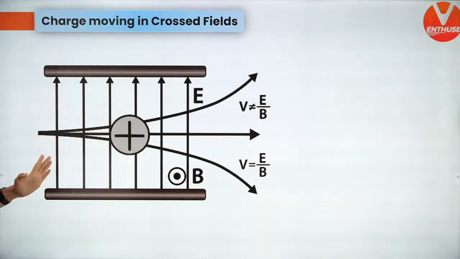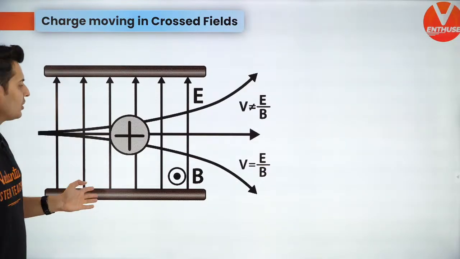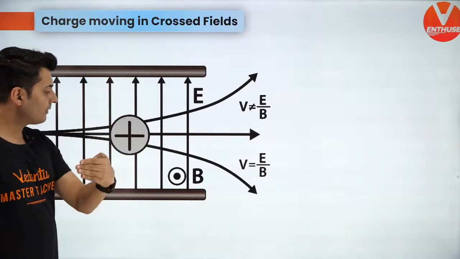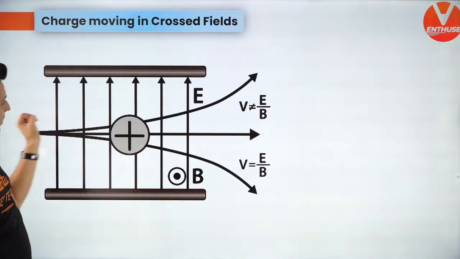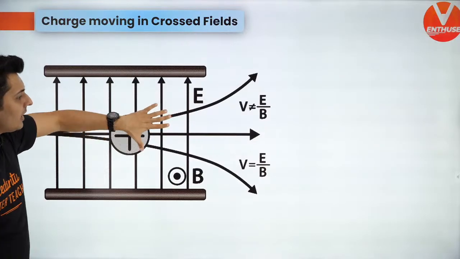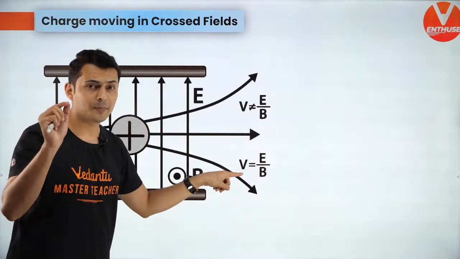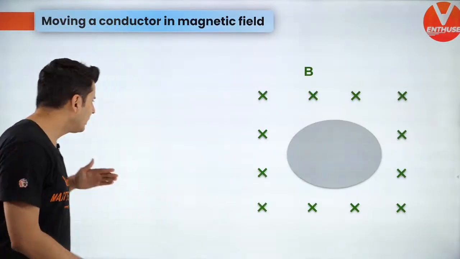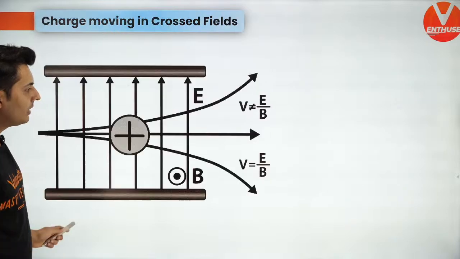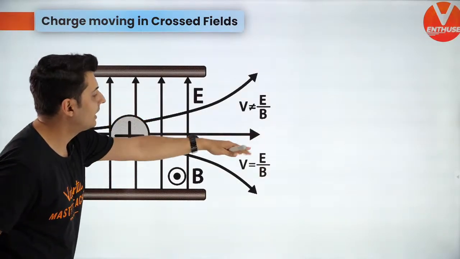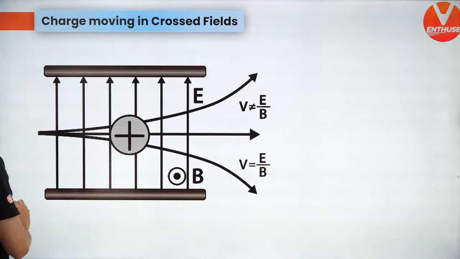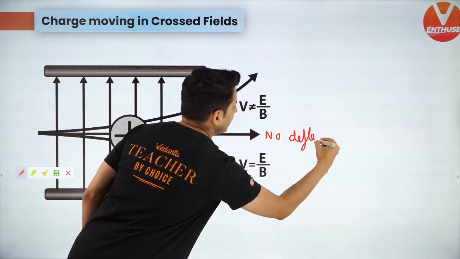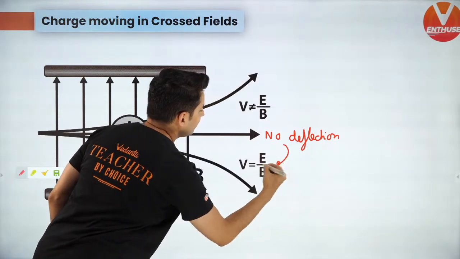Imagine you have electric field, imagine you have magnetic field, both are perpendicular. Electric field is here, magnetic field is here. And if you throw the charged particle here, and if the ratio of the fields is exactly equal to the speed, then the particle will not deviate at all, just like it is happening over here. In this case, there is no deflection. There is no deflection when this ratio is obeyed.